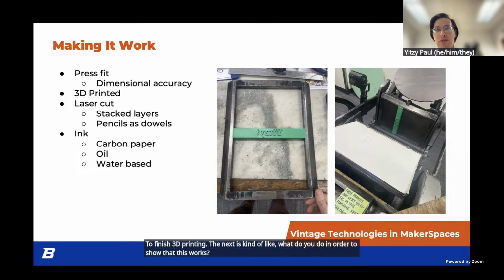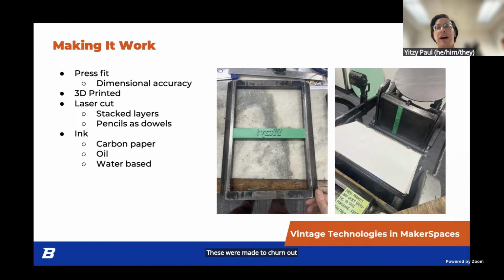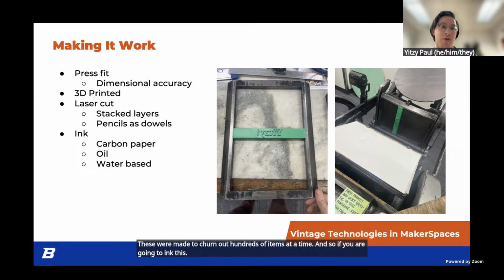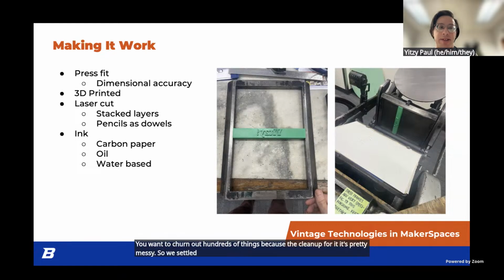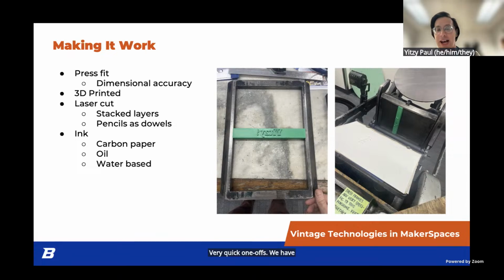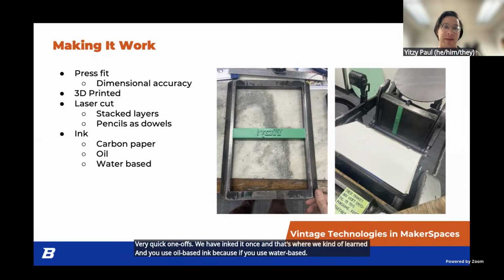These were made to churn out hundreds of items at a time. And so if you are going to ink this, you want to churn out hundreds of things because the cleanup for it is pretty messy. So we settled on carbon paper. And so we would put carbon paper down and we would make our pressings and we would see if we got our height correct or anything like that in order to do very quick one-offs. We have inked it once and that's where we learned that you use oil-based ink, because if you use water-based, you run the risk of rusting basically everything on it.